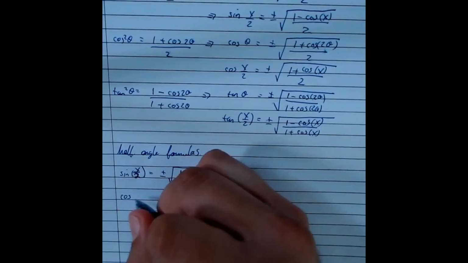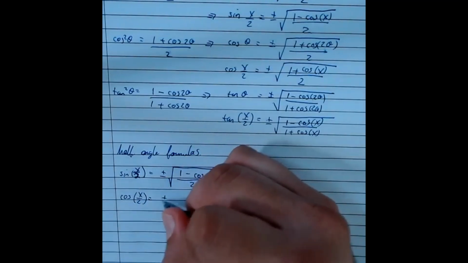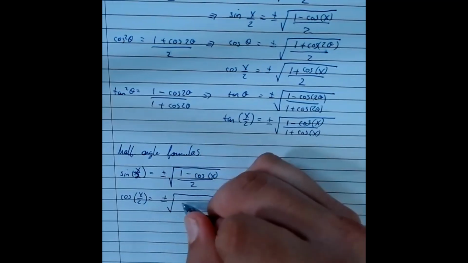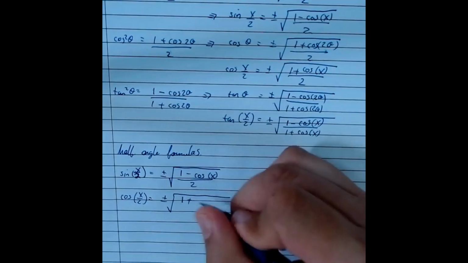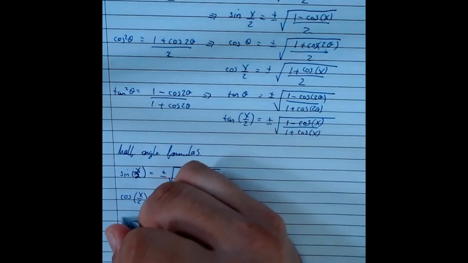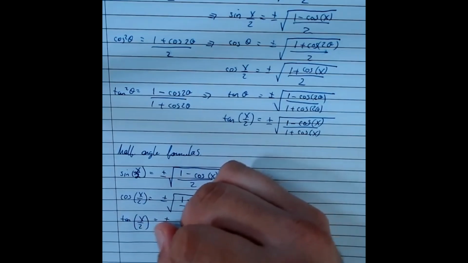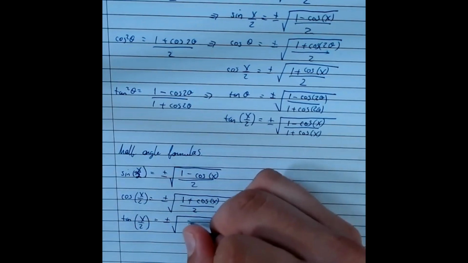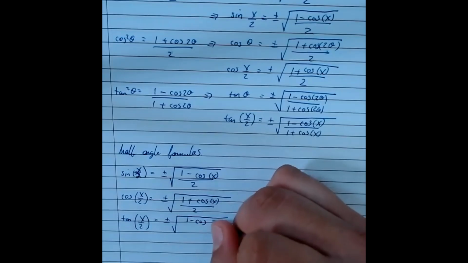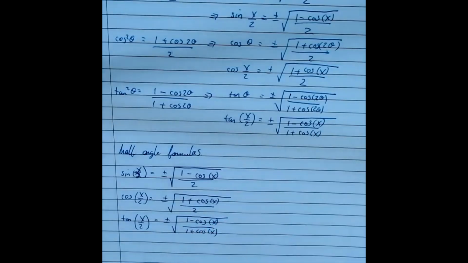Same thing for cosine and tangent. If you take cosine of x over 2, that's equal to plus or minus, and again, that doesn't mean both of them. It means whichever is appropriate. The square root of 1 plus the cosine of x over 2. And the tangent of x over 2 is equal to plus or minus the square root of 1 minus the cosine of x over 1 plus the cosine of x.